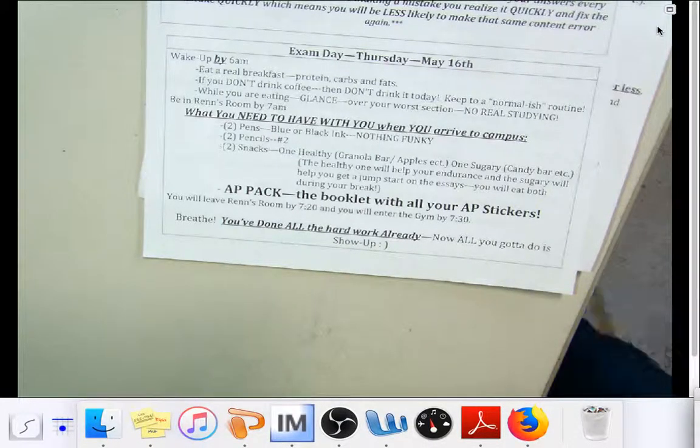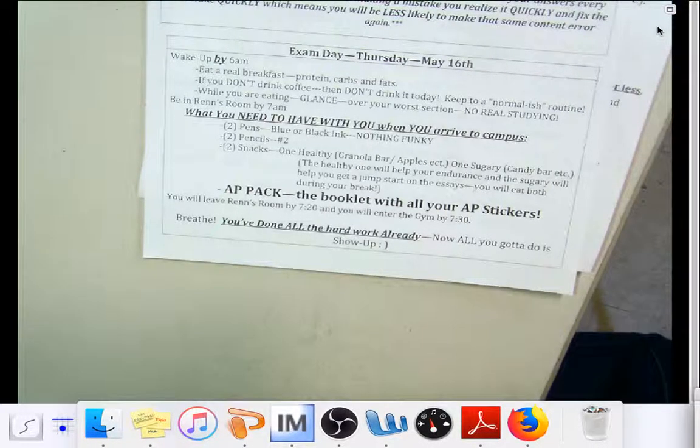There's people in this room who are capable of 5s. There are people in this room who are capable of 4s. There are people in this room who are sitting at 2s. It is your decision over the next 5 days what you are.